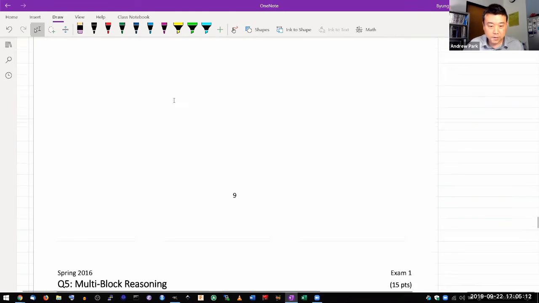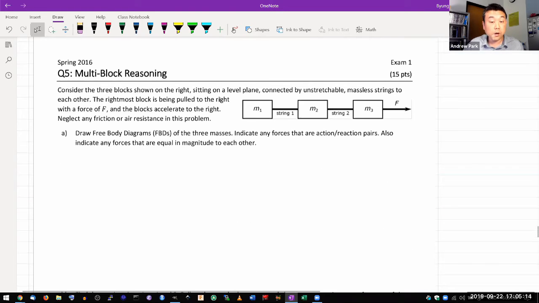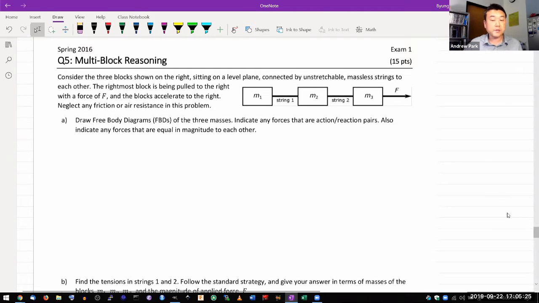A setup like this one, where you have multiple blocks connected by some string. This is where you do have something that's similar to action-reaction force pairs, and you have to have a very clear way of thinking about how those blocks interact. The nickname I like to give to Newton's third law is the law of interaction.